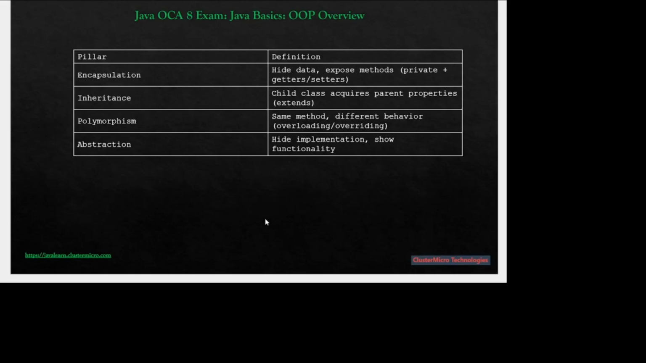In Java there are 2 types. One is compile-time polymorphism, that is method overloading, in which you can have multiple methods in a single class with the same name, but their parameters should be different. Different parameters, basically. We'll discuss in detail later.